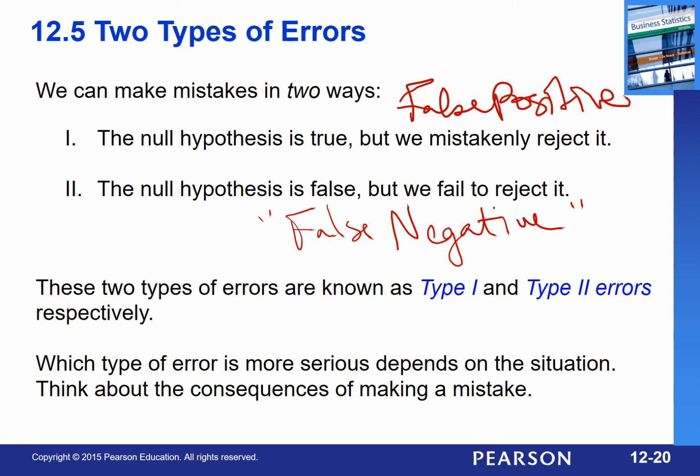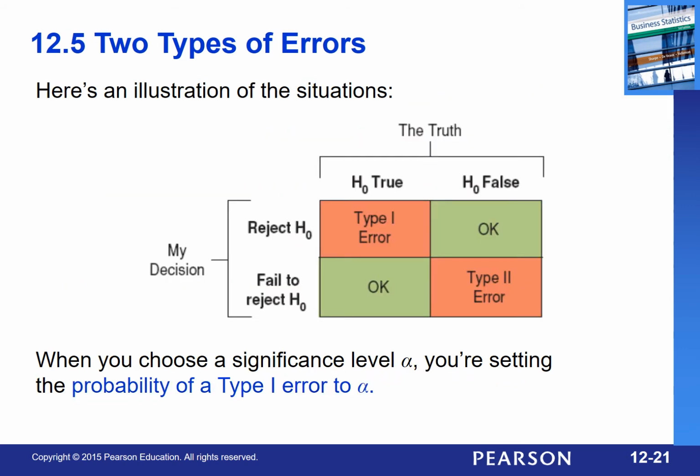Let's look at a diagram of this to help make sense of it. So along the top, I have the truth. So my H0, my null hypothesis, is actually true. And on the bottom, I correctly failed to reject it. That's the good stuff. But there is the possibility that you accidentally reject it when you shouldn't have because it was actually true. That's the type 1 error.